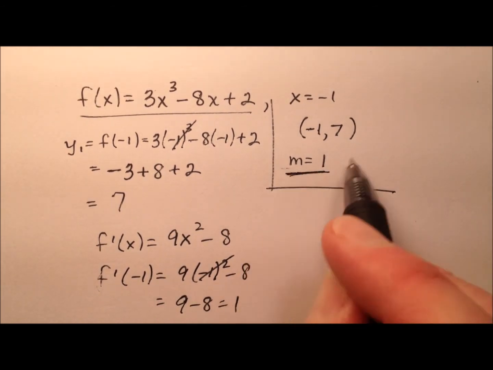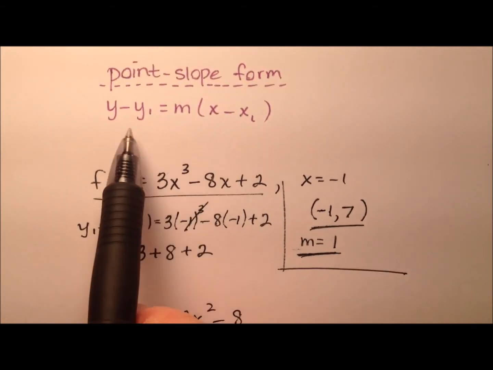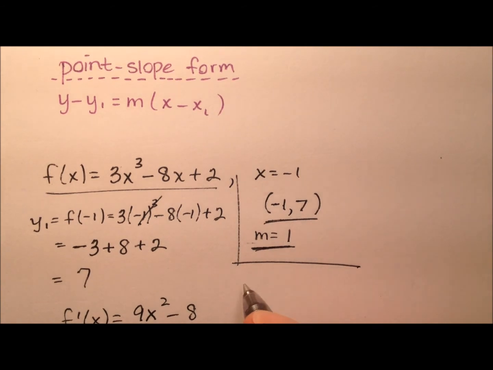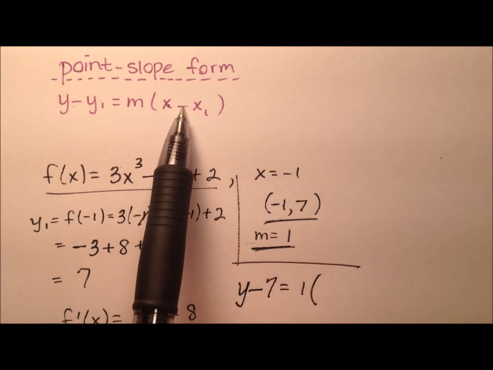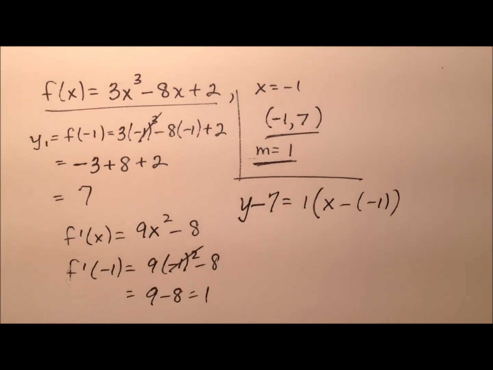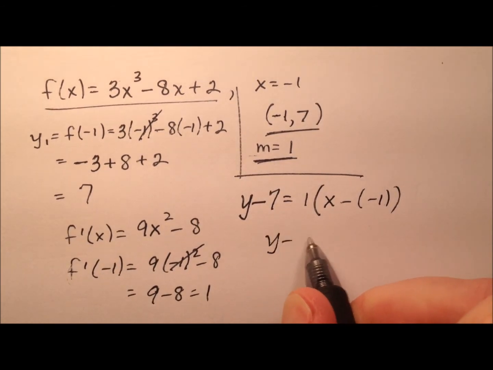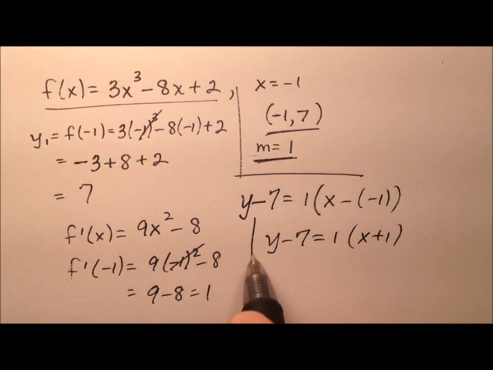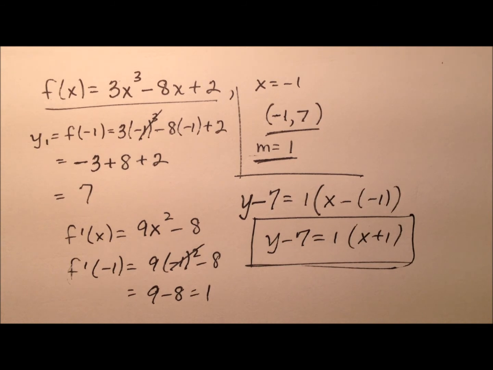Well, now I have a slope and I have an ordered pair. Let's go ahead and plug it into my general point-slope form and kind of get an equation here. So y minus the y value, so y minus 7, equals the slope, which is 1, times the quantity x minus the x value. So x minus negative 1. And we can kind of simplify this a little. We could say y minus 7 equals 1 times x plus 1. And that would be written in point-slope form.